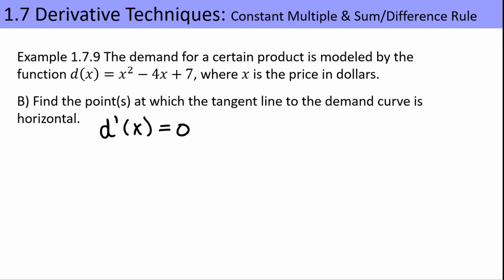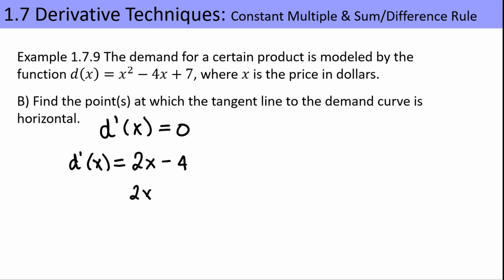Let's begin by finding the derivative function. So d prime of x is equal to, for the x squared minus 4x plus 7, the derivative of x squared is 2x. The derivative of negative 4x is just negative 4. And the derivative of the constant 7 is 0.